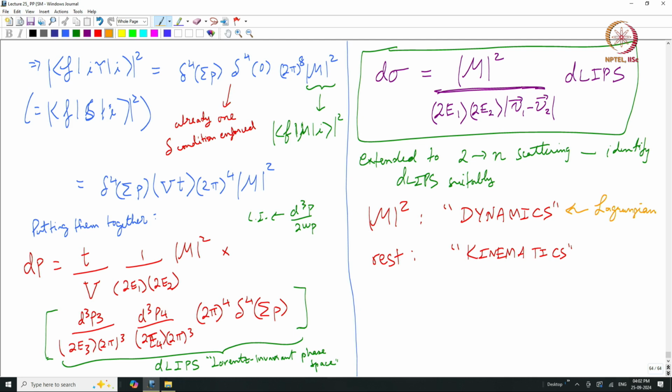Okay. Now, once we have the master formula, we can immediately implement this for one interesting configuration, which we will take up in a later lecture, but it is worth immediately implementing this and finding a simplified expression for one particular configuration. What could that configuration be?